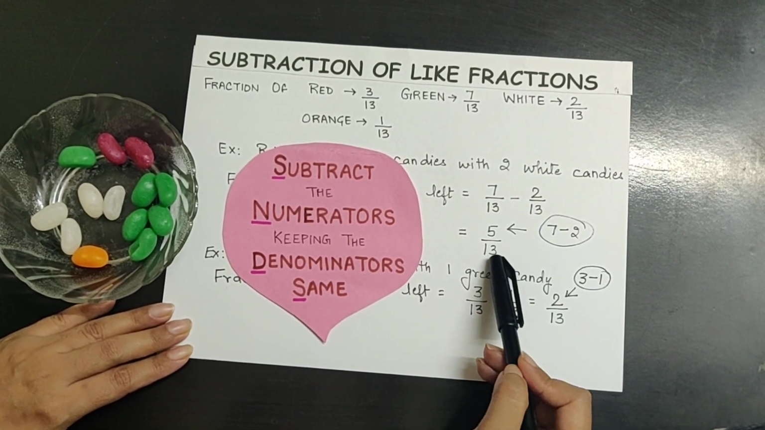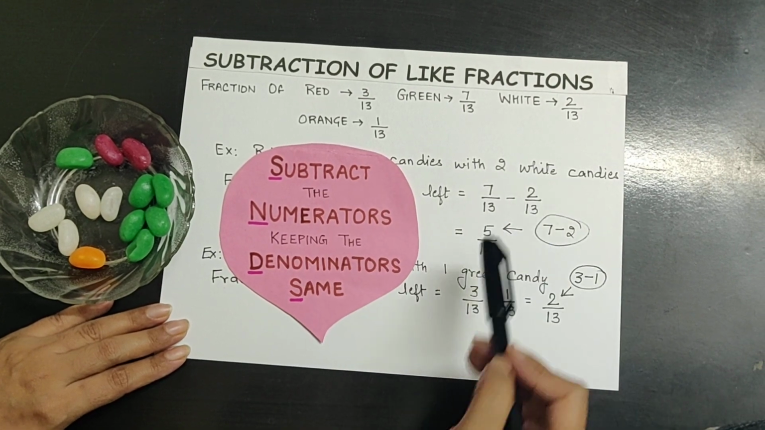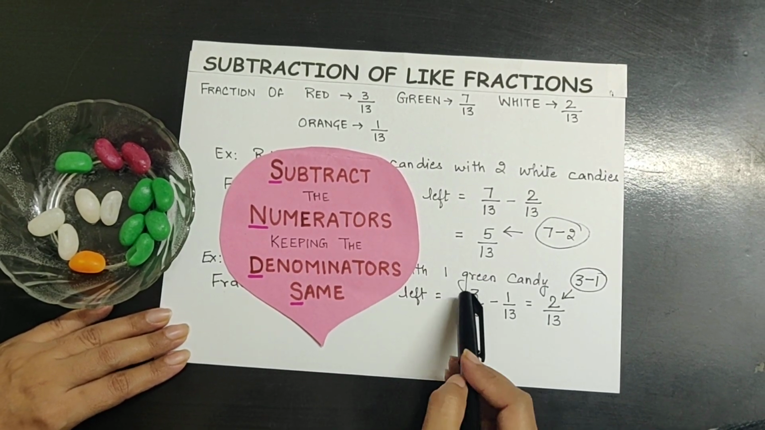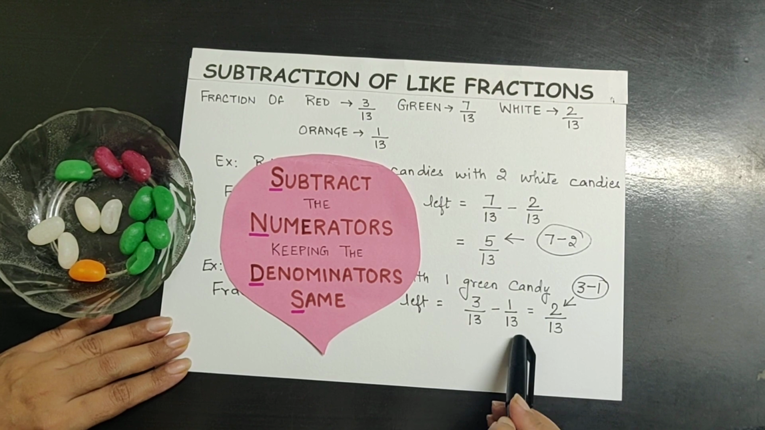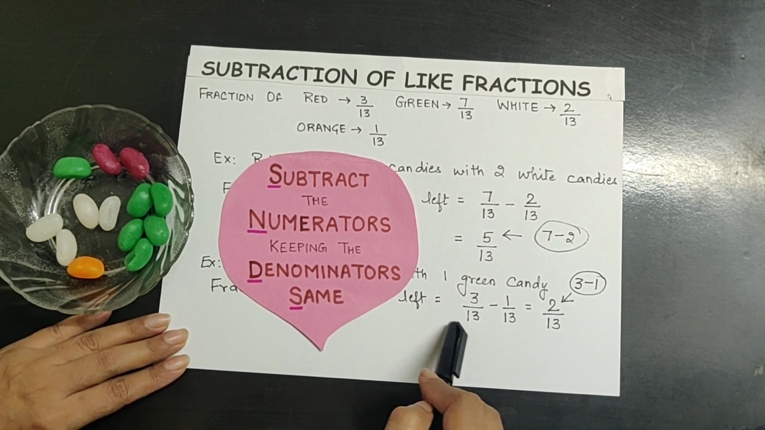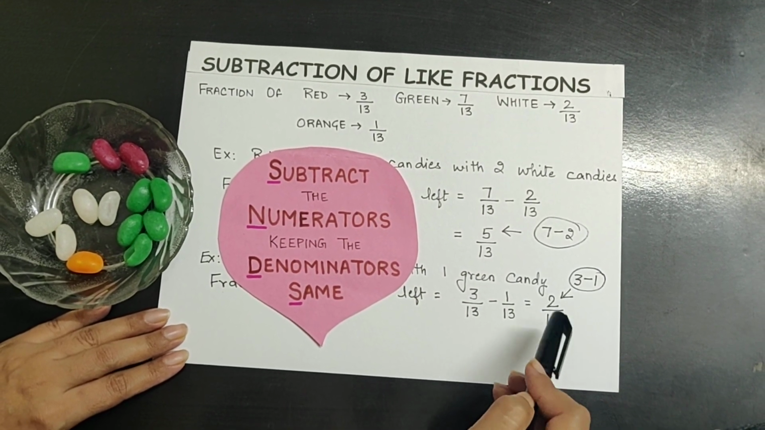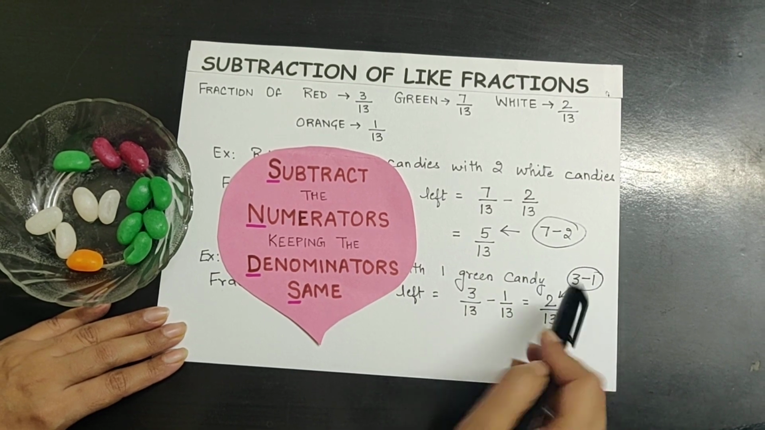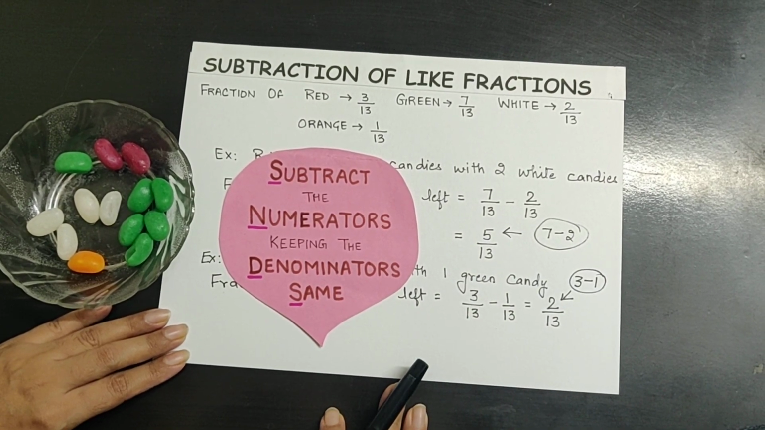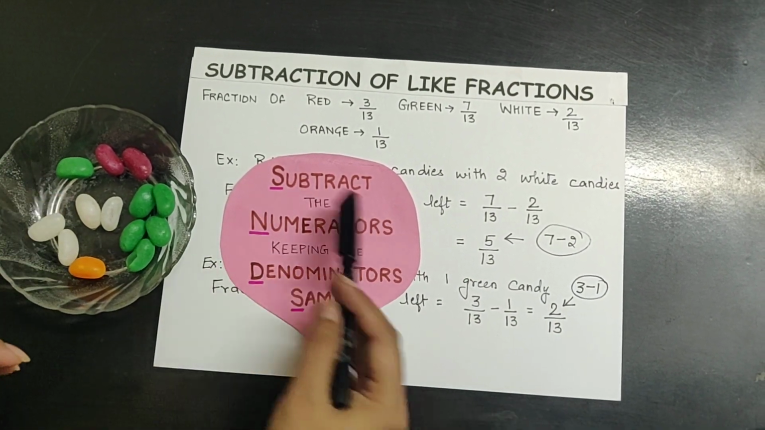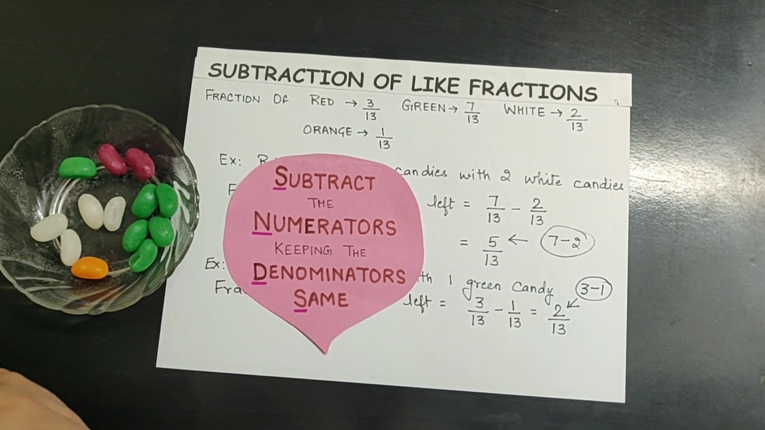Because the denominator was same, we subtracted the numerators 7 and 2. Similarly, here it was 3 upon 13 minus 1 upon 13. So here also the denominator remains the same. We subtracted the numerators 3 and 1 to get the numerator 2. So the rule says subtract the numerators keeping the denominator same.